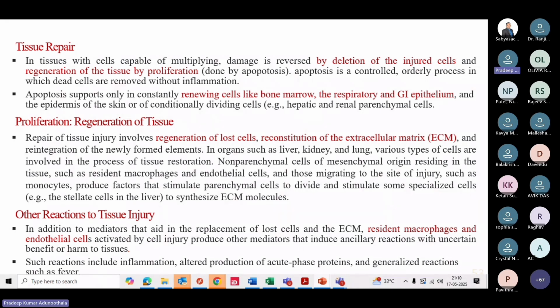Other reactions to tissue injury: in addition to the mediators that aid the replacement of lost cells and the ECM, if any cell injury happens, resident macrophages and endothelial cells get activated and produce other mediators that induce ancillary reactions with uncertain benefit or harm to the tissues. Such reactions include inflammation, altered production of acute phase proteins, and generalized reactions such as fever.